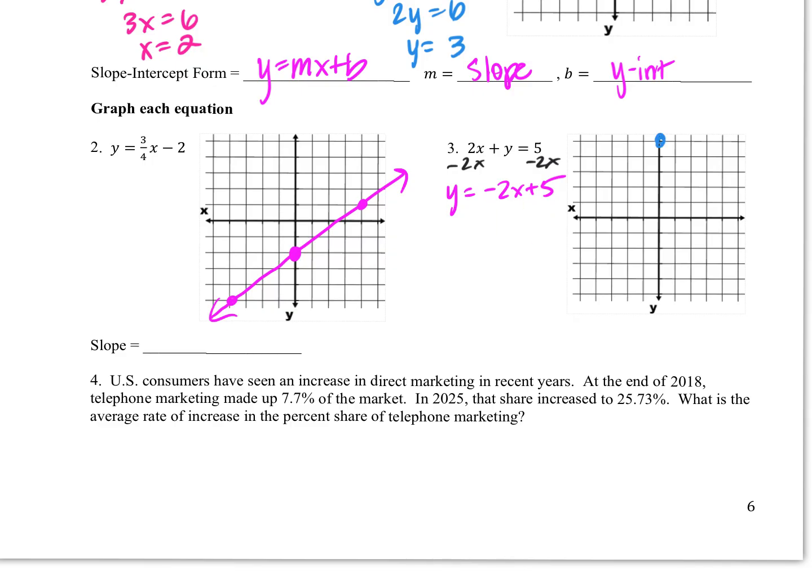Up 5 on that y-axis. If the slope is negative 2, what's that going to look like? Up, down, left, right? What are we doing? Down 2, right 1. Down 2, right 1. Good job. And then we connect them as straight.